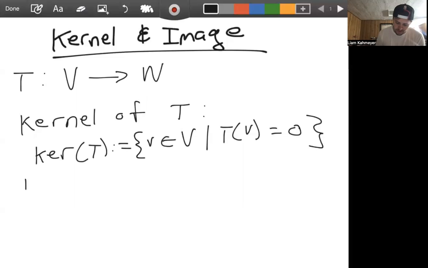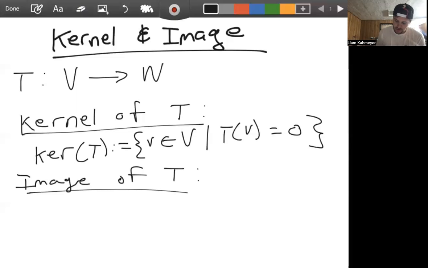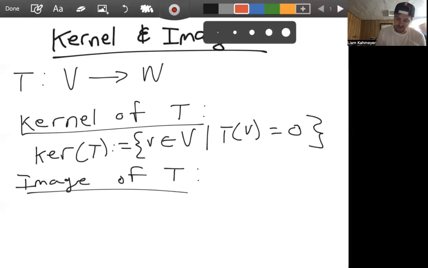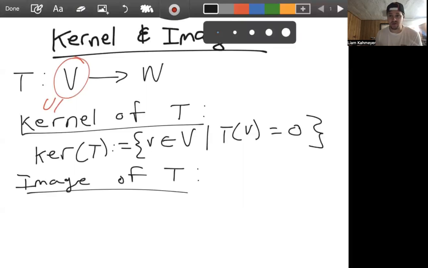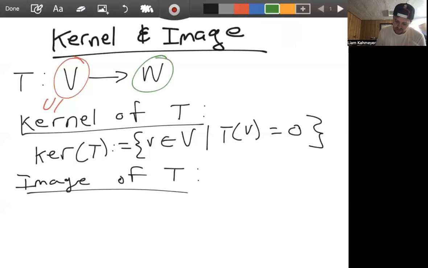We also have the image of T, right? And one thing you may notice is that this is a subset of V, right? The kernel belongs to the domain, right? The kernel is contained in, it may or may not be a subspace, but it's contained in the domain. The image of T may or may not be a subspace, but it's contained in the codomain.